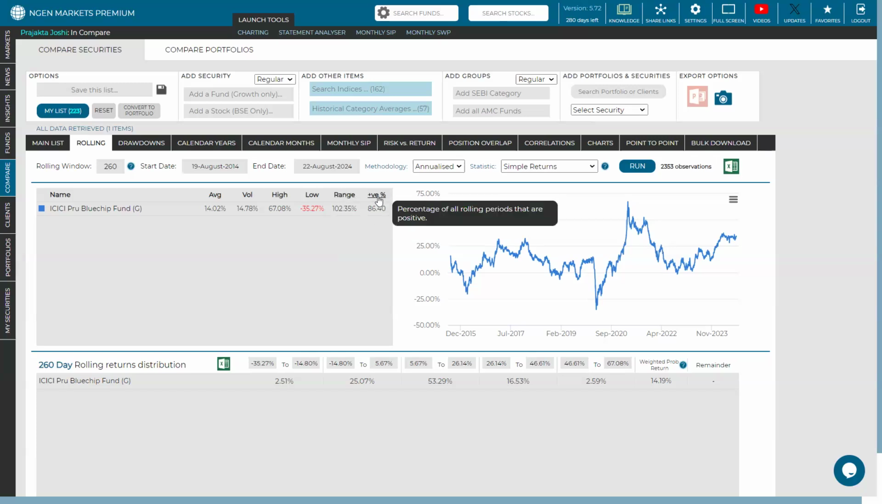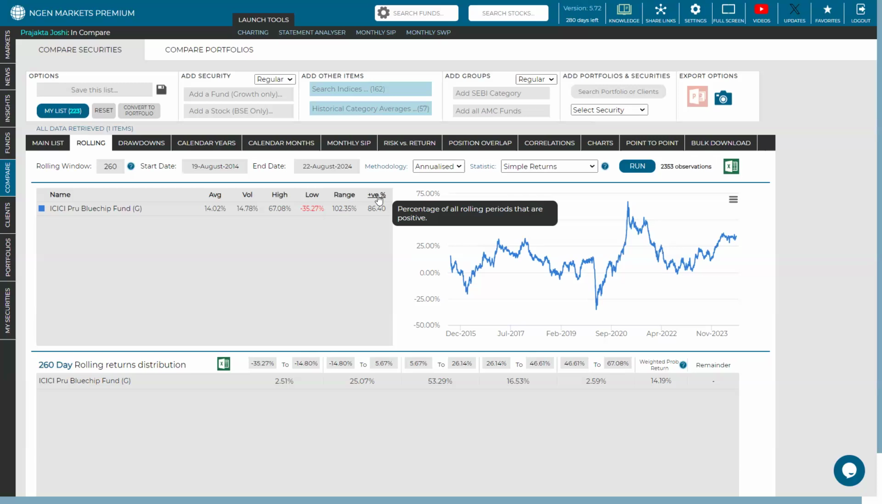Next is the percentage positive return. That means if we consider that there are only two quadrants, right? One being the positive quadrant, that is returns above zero, and the other being the negative quadrant, that is returns below zero, we can interpret from this that this fund gives returns in the positive quadrant 86% of the times. That is what percentage positive means.